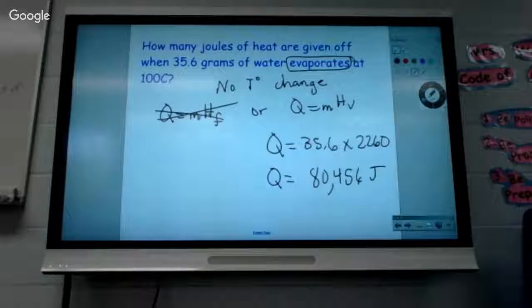What is CP? CP's in the same chart. I'm talking about the triangle. You're going to subtract the two temperatures.